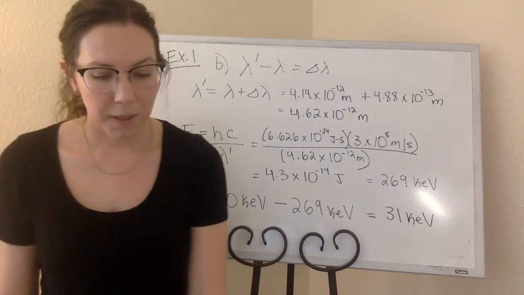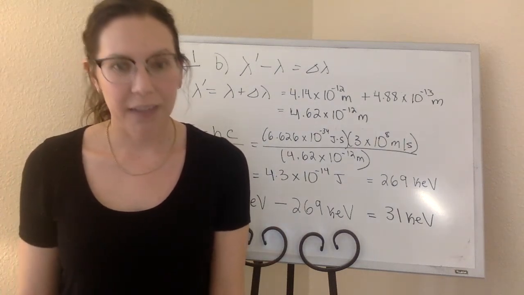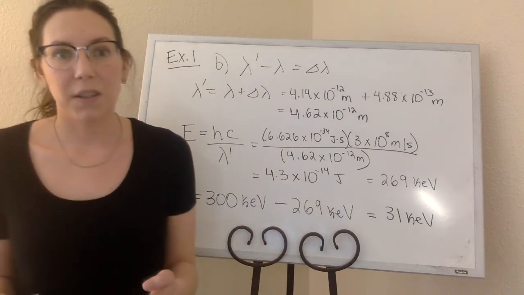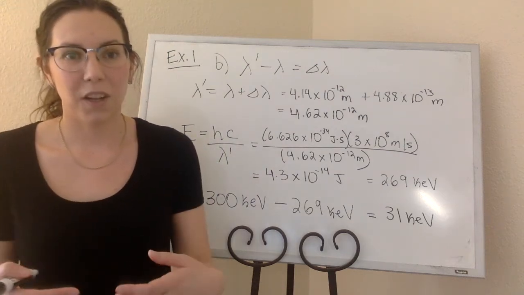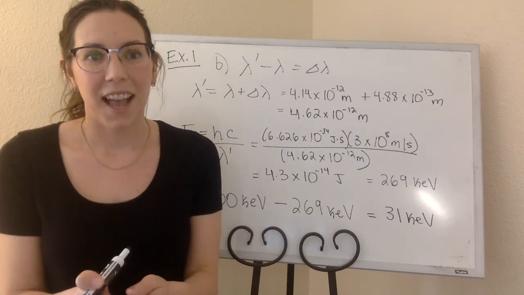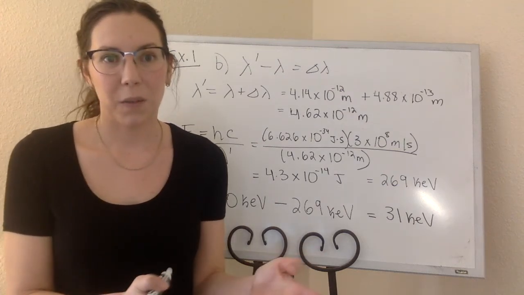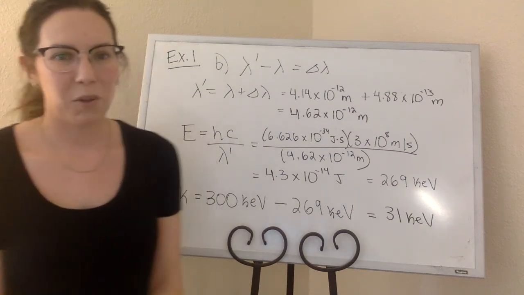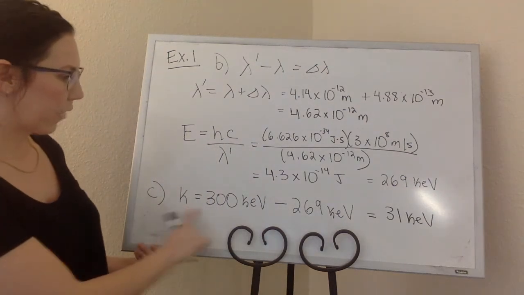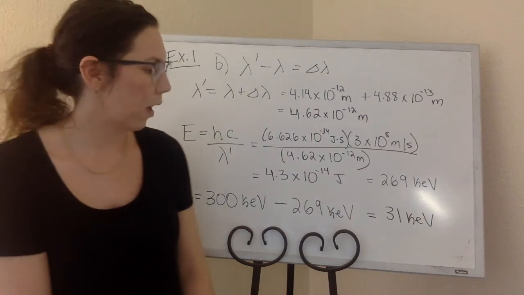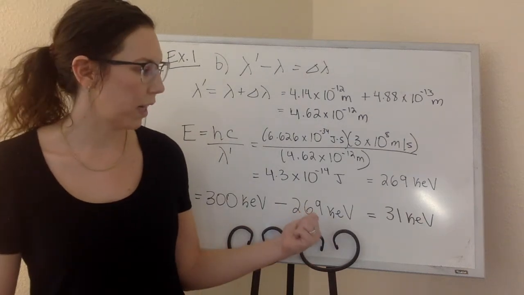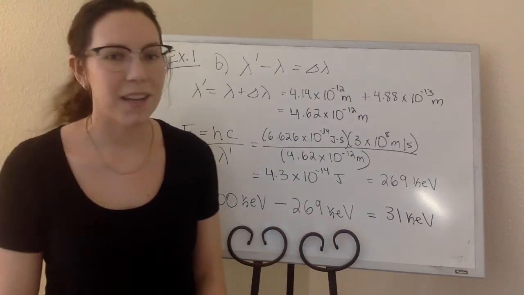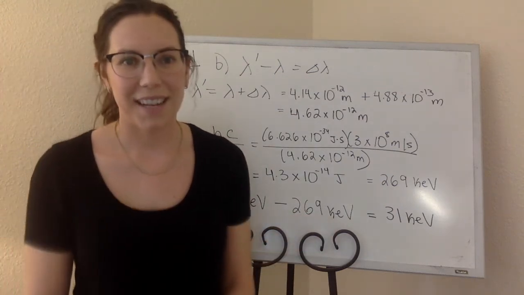Okay, now in part C, what we're looking for is the energy of that recoiling electron. And since energy is conserved, what happens is that photon comes in with an incident energy, and then part of its energy goes to the recoiling electron, and part of it goes to the scattered photon. So we can subtract. The kinetic energy of the electron will be the incident energy of the photon minus the scattered photon energy. So 300 keV minus 269 keV, which gives 31 keV.